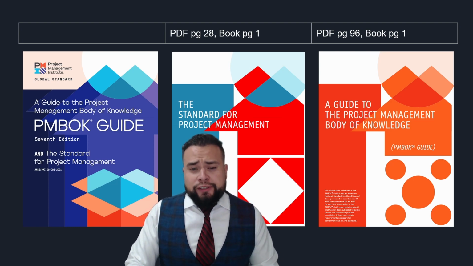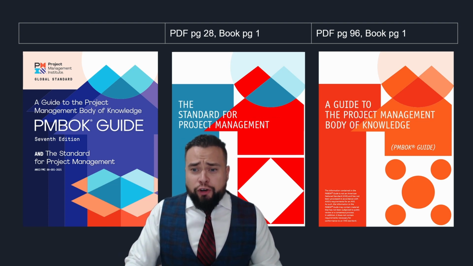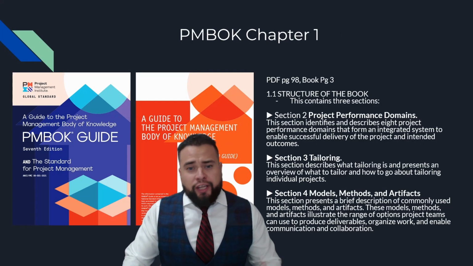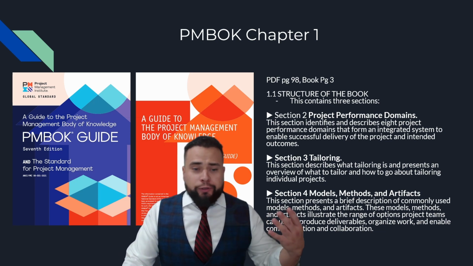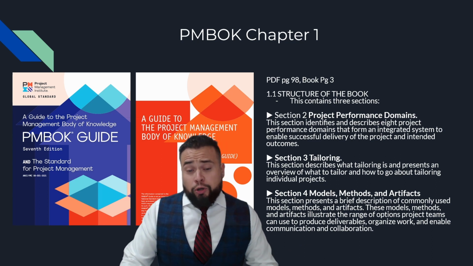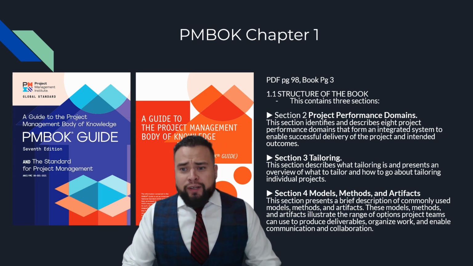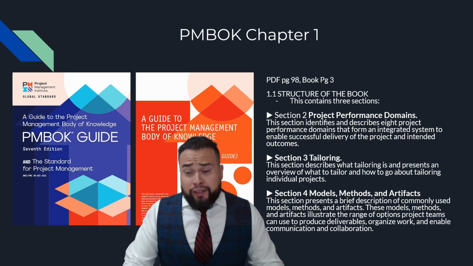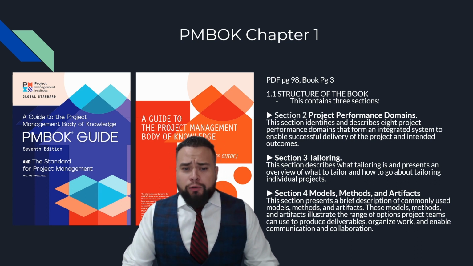There are two books in one when you purchase the bundle. This video's focus is on the Project Management Body of Knowledge, which is the main book. There are 4 chapters, aka sections, but chapter 1 is just an introduction. Moving on to chapter 2, or section 2, is the project performance domains. This section identifies and describes 8 project performance domains that form an integrated system to enable successful delivery of the project and intended outcomes.